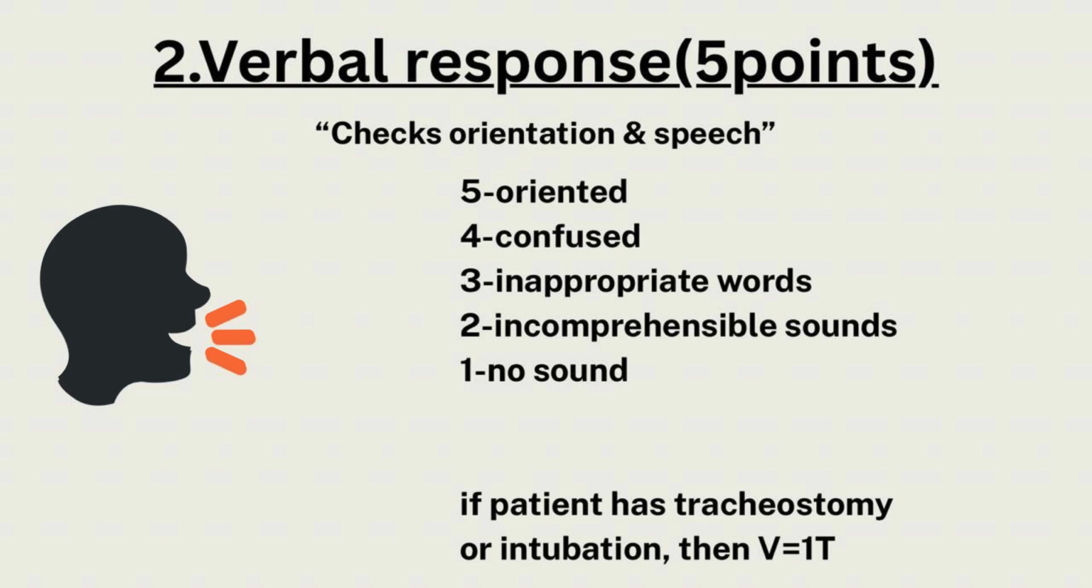Score 2 is given when the patient gives incomprehensible sounds, and the score 1 is given when the patient doesn't produce any sound. And there is another terminology in it. If the patient has tracheostomy or intubation, it is documented as 1T, that is 1, that the patient produces no sound and the patient is under tracheostomy or intubation.